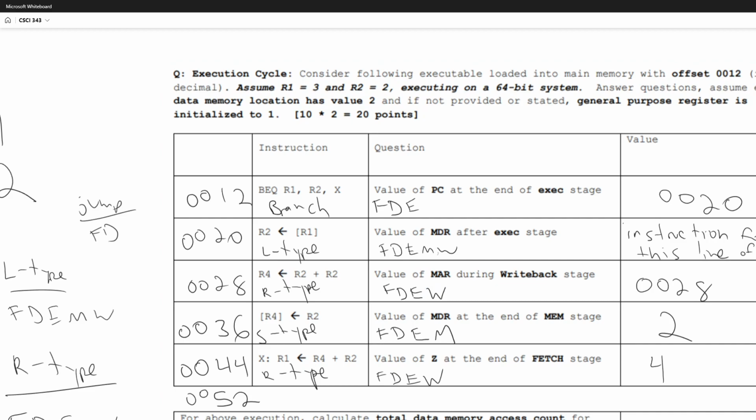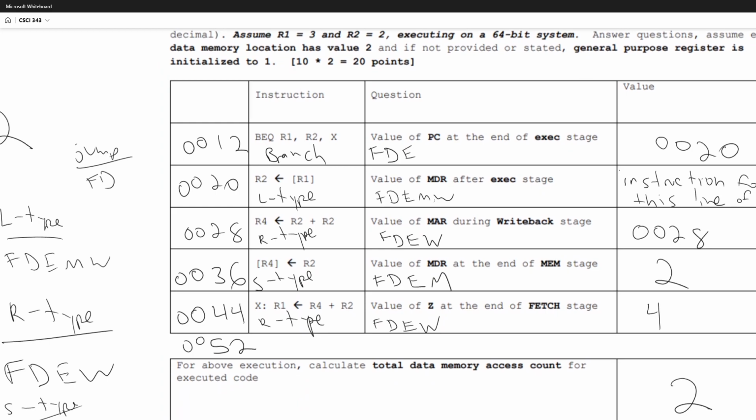For the above execution, calculate total data memory access count. So we go to get data for the second line of code and the fourth line of code. So that should be only twice. The total memory access count is everything, including instructions and data that we went to main memory for. So all 5 lines of code will run. We went to get data twice, so there should be a 7.